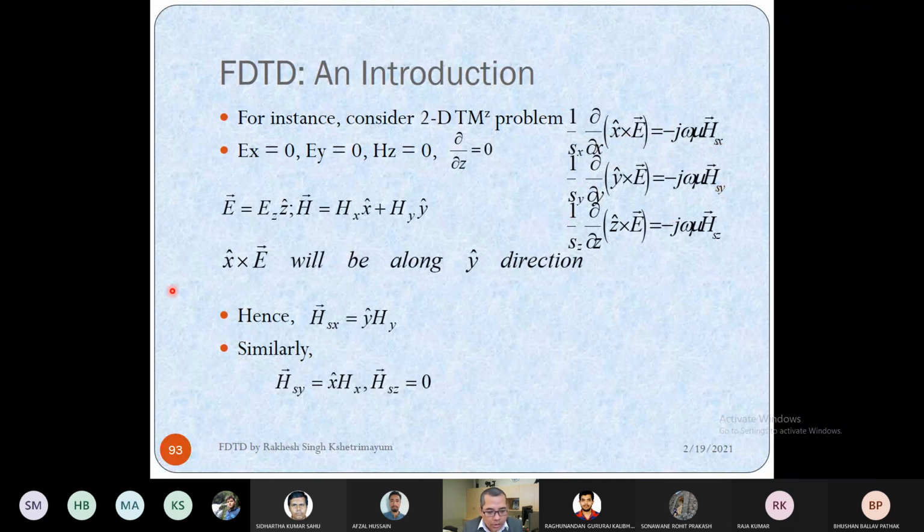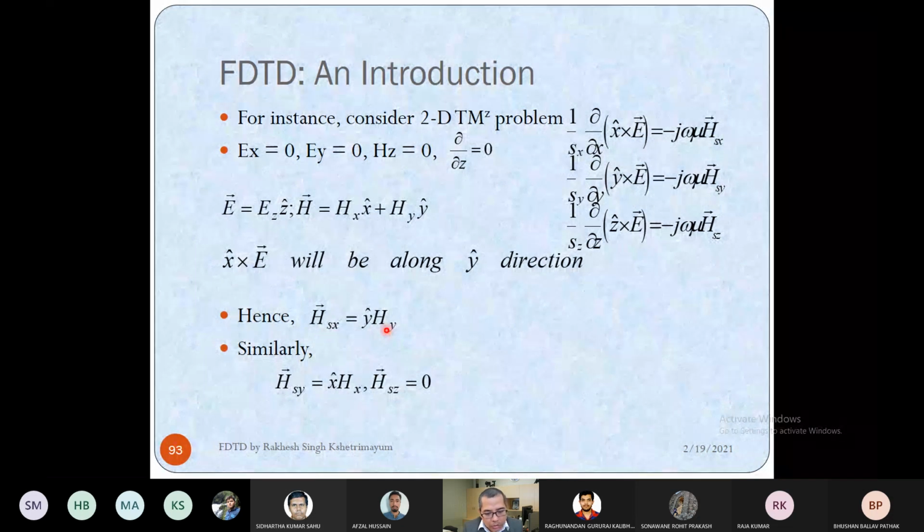So looking at this term here, cross product of x unit vector with electric field. Electric field has only z component. X cross z will give direction along the y-axis. So that means this magnetic field split x for this 2D TMZ problem would be along the y-axis. So I can write the magnetic field split X as Y hat Hxy.